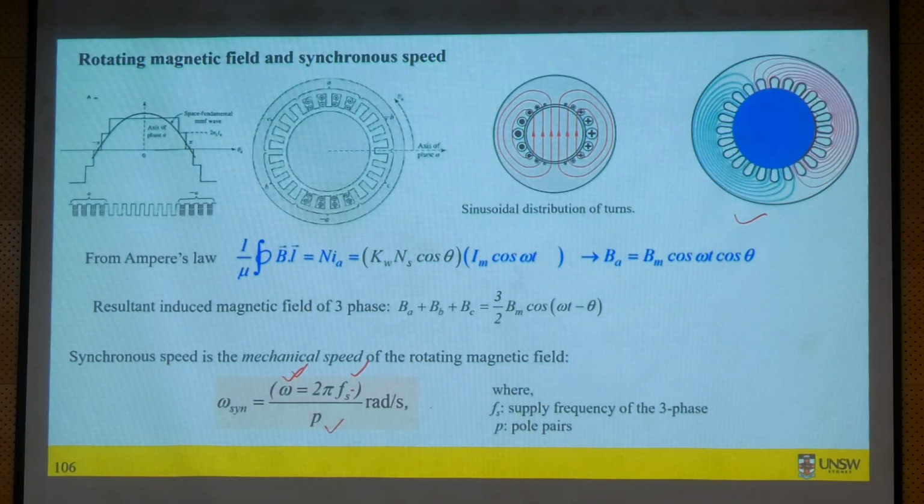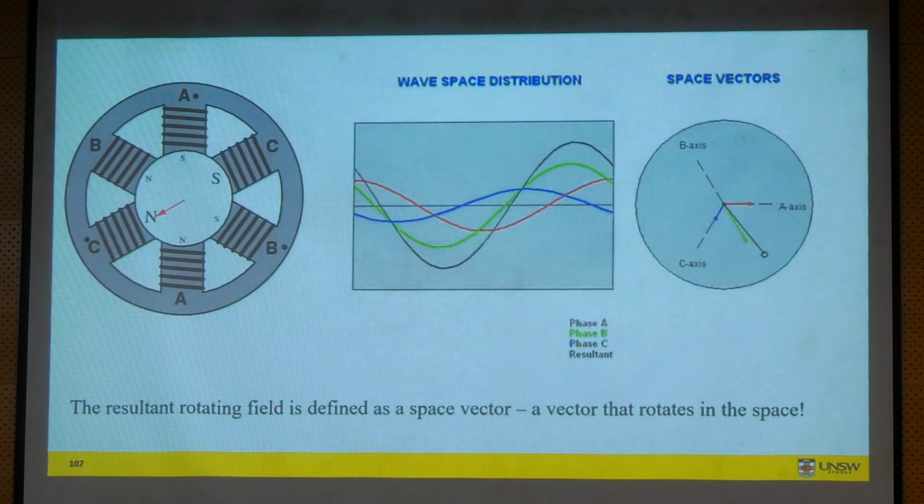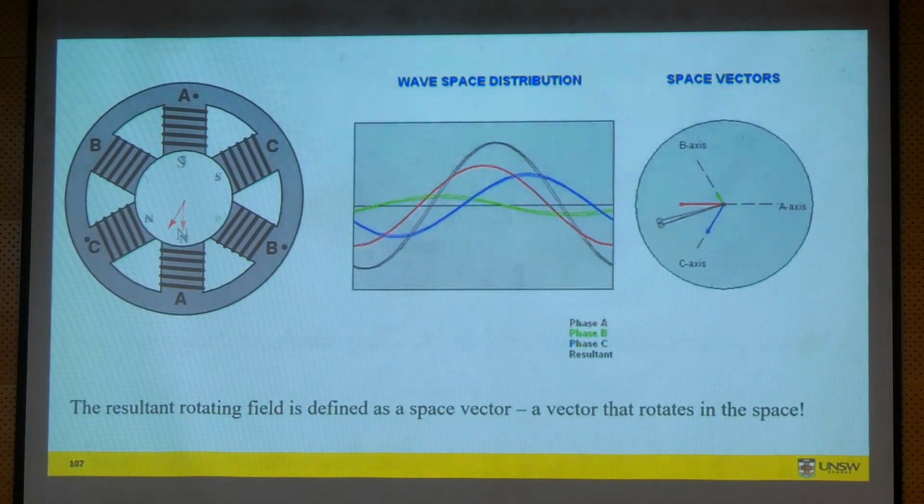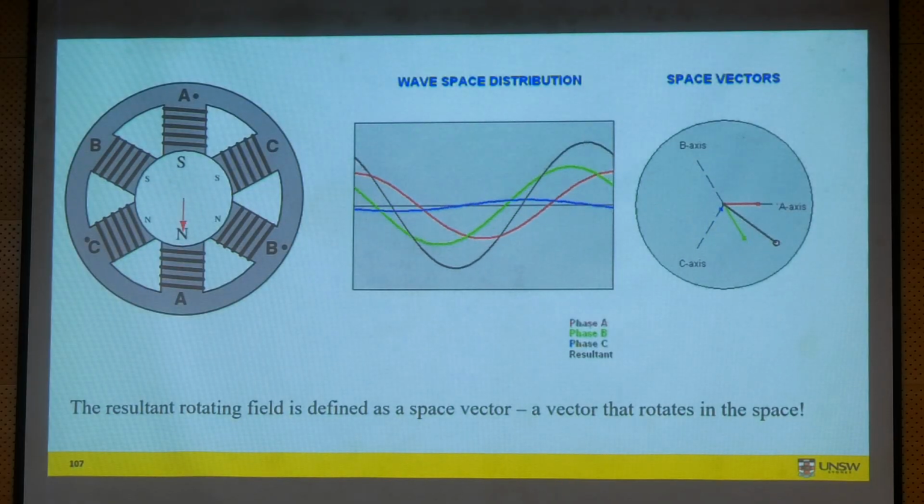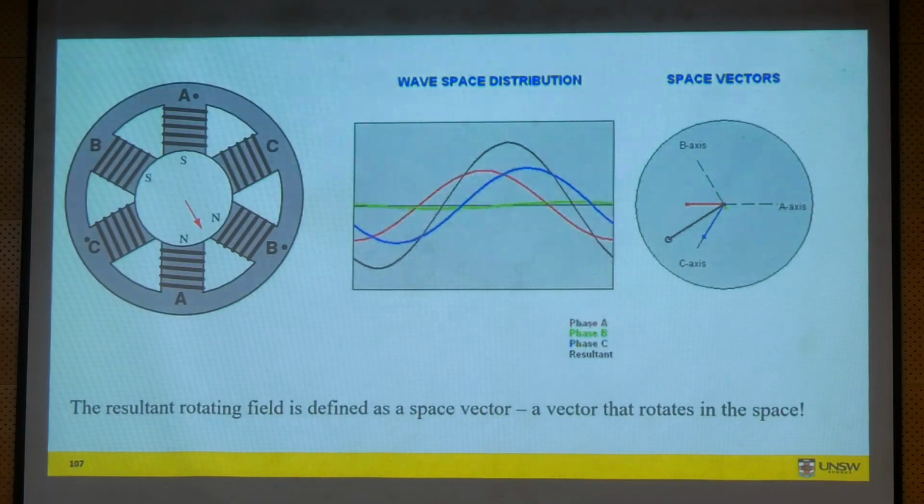Okay? So we have now, we can have a rotating magnetic field. And this rotating magnetic field is also very important to understand the concept of space vector. Okay? So in control, you may hear about like DTC, etc. We talk about the space vector. So what is this space vector? In fact, the space vector is nothing but that rotating magnetic field.